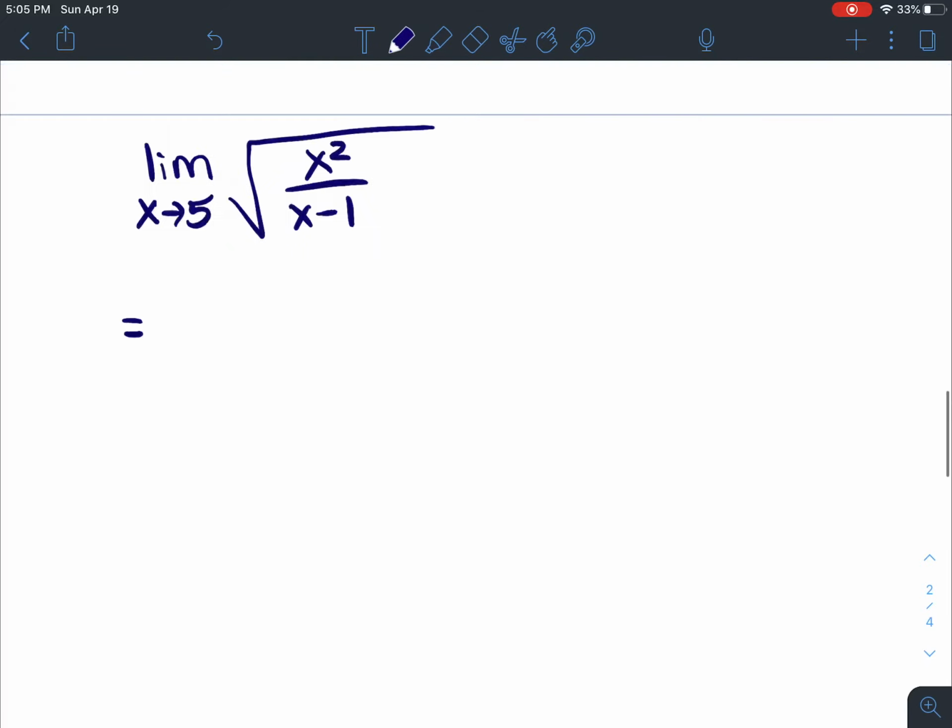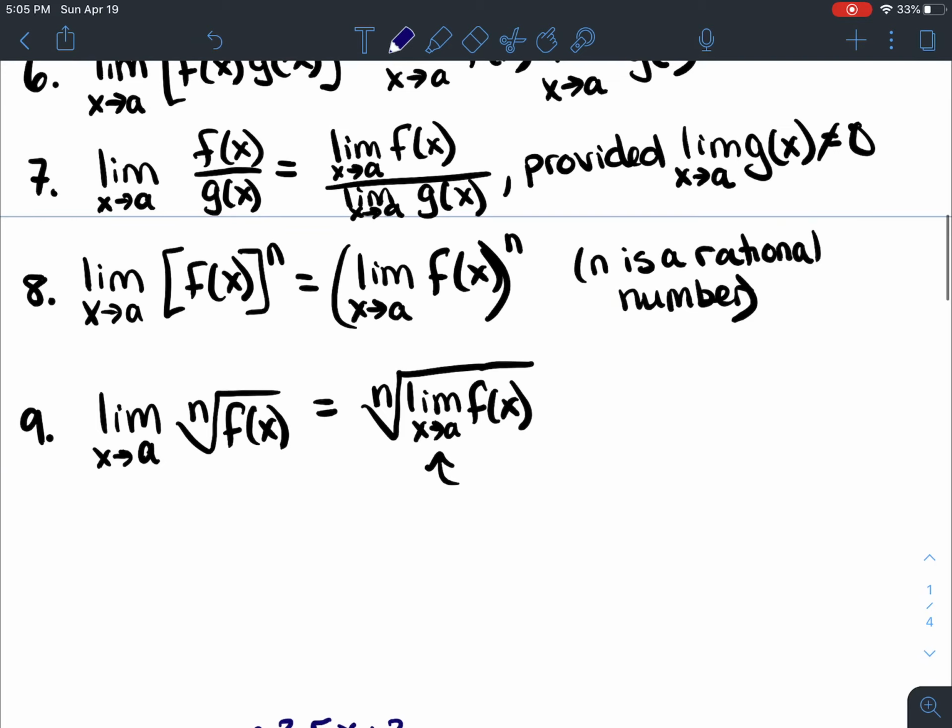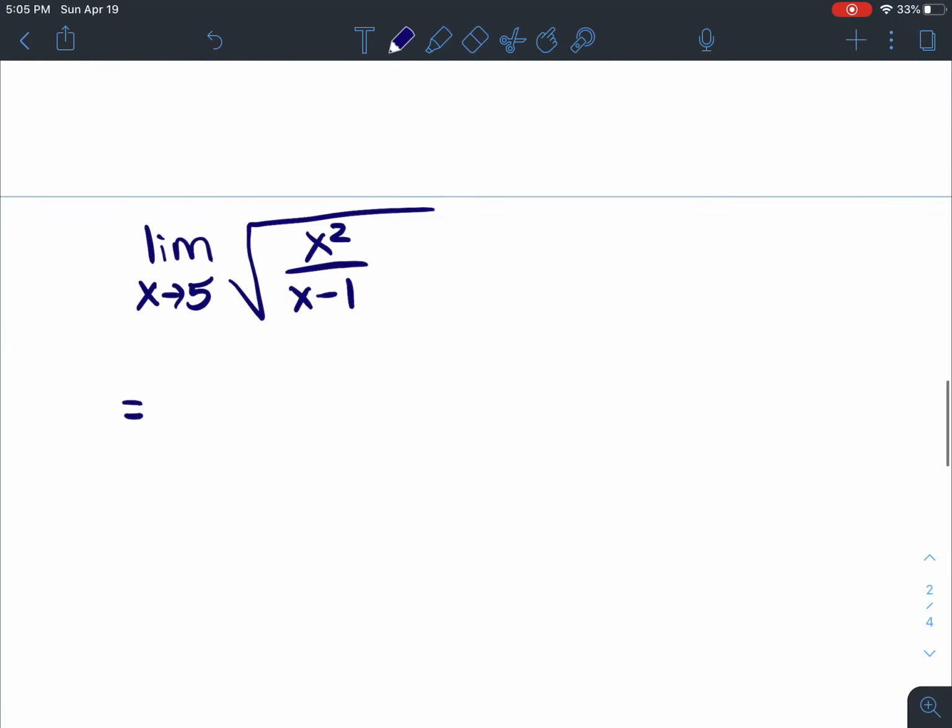Okay, let's try one with the square root. Let's say we want to evaluate the limit as x approaches 5 of the square root of x squared divided by x minus 1. According to property number 9, I can actually do the limit first and then the square root after. So let's do it.